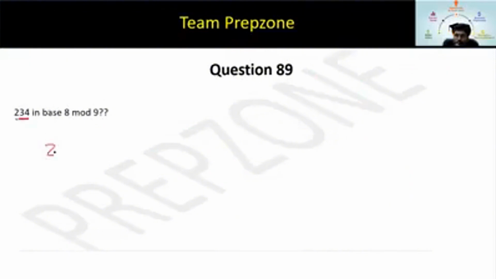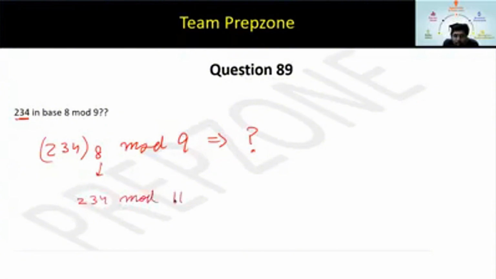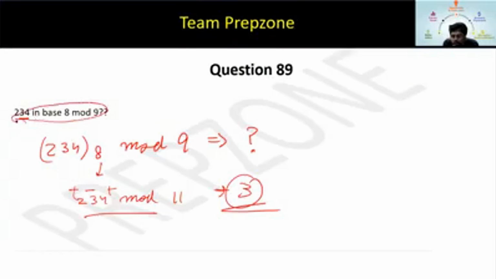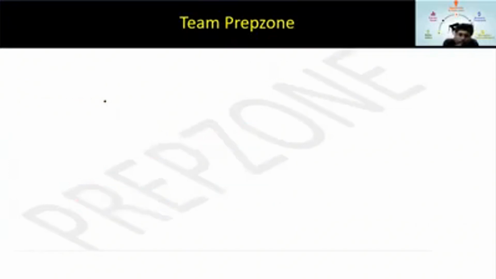234 is in base 8. I want to find mod 9. What will be the answer? What will be 234 mod 9? Good, excellent. I can just say that this is base 10 and I want to take out mod 11. Cool. Plus minus plus. Answer is 3. This is as simple as that. So these are the two basic formulas that we widely use in base system. Okay, and you can get direct questions on it as well.